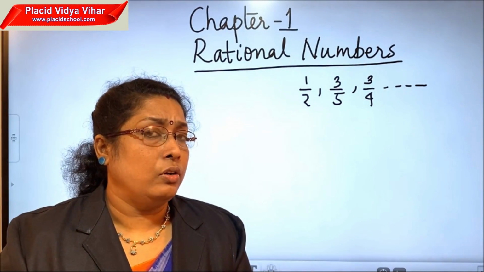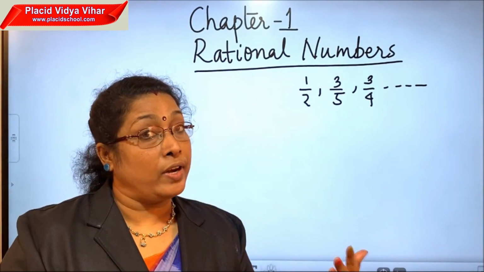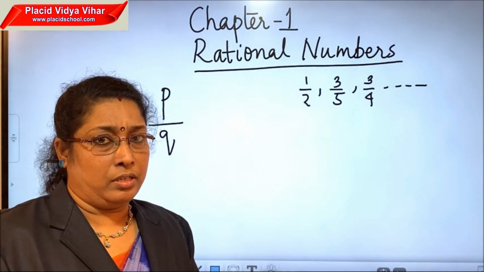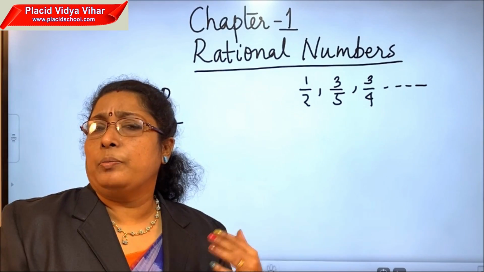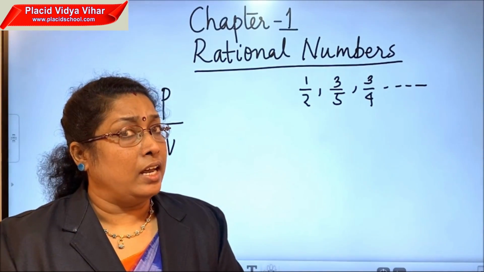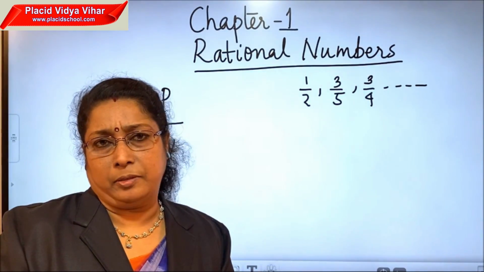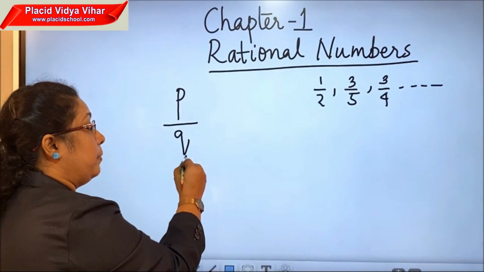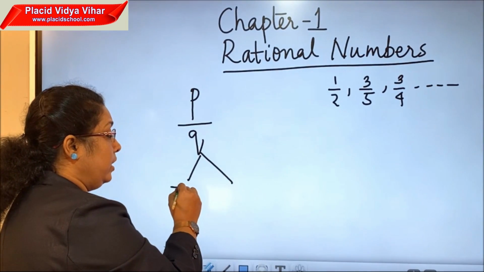Now are you confused? First the teacher said P by Q is a fraction. Now the teacher is saying P by Q is a rational number. Yes, children. P by Q is a fraction and also a rational number. And look, this P by Q can be a positive number or a negative number.